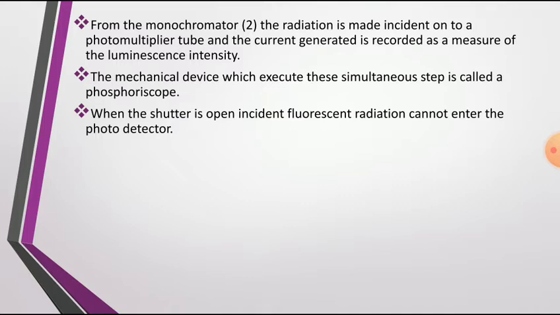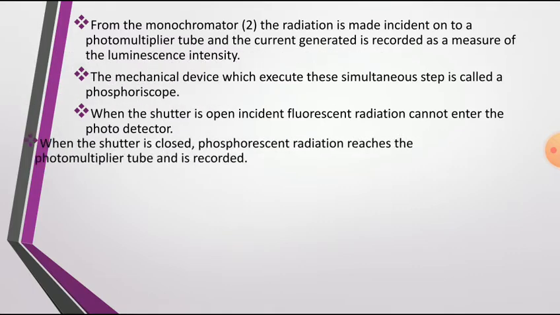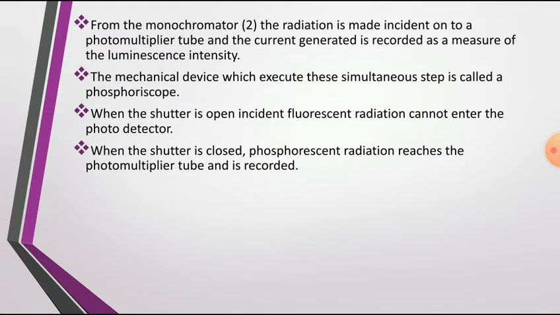That will be because fluorescence requires very little time. Okay, but phosphorescent light requires more time. See, when the shutter is closed, fluorescence cannot reach the photodetector. When the shutter is closed, phosphorescent radiation reaches the photomultiplier tube and is recorded.